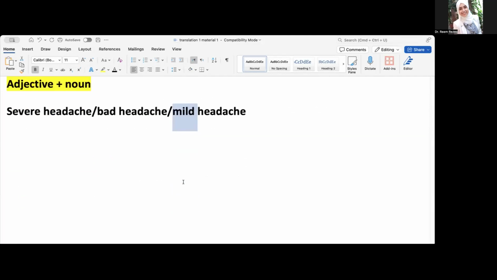So here we can say like mild headache. Yeah, it means that it's not severe, it's something slight. Okay. Also, for a word like peace, because we are peace-loving people, we can use collocations.